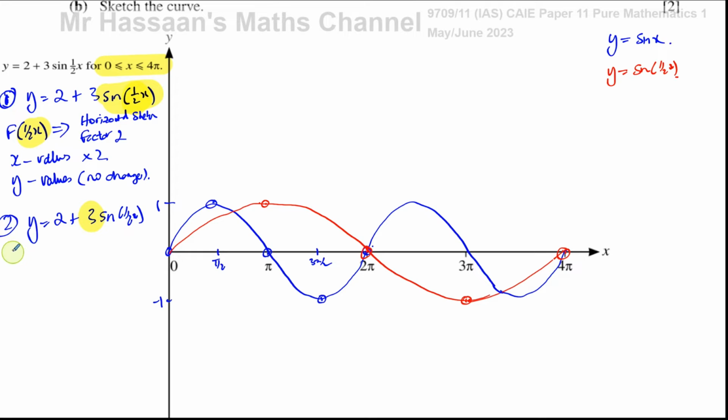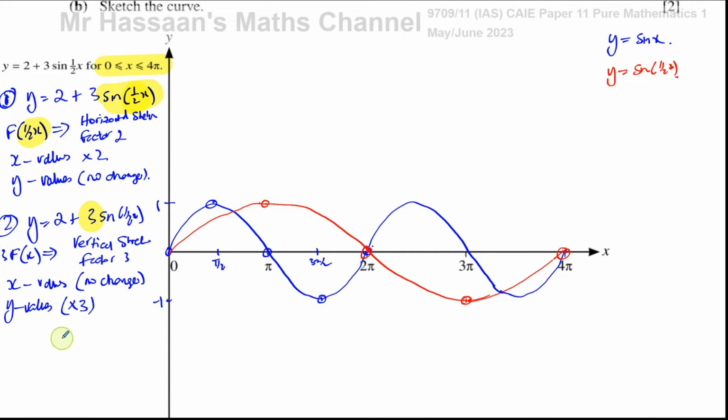Here it's like we're dealing with 3 times f of x. This is what this represents: 3 times f of x, which represents a vertical stretch of factor 3. In this case, the x values have no change. But what happens to the y values? Yes, they do change. The y values are multiplied by 3.